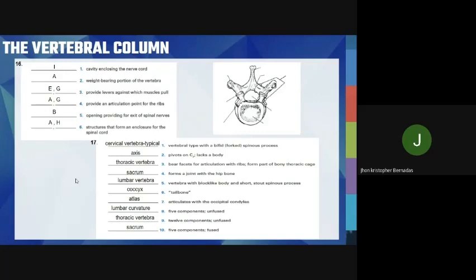Number 7, articulates with the occipital condyles, and we have atlas. Number 8, 5 components and unfused, which is lumbar vertebra. Next, number 9, 12 components and unfused, which is thoracic vertebra. Lastly, number 10, 5 components fused, which is sacrum.